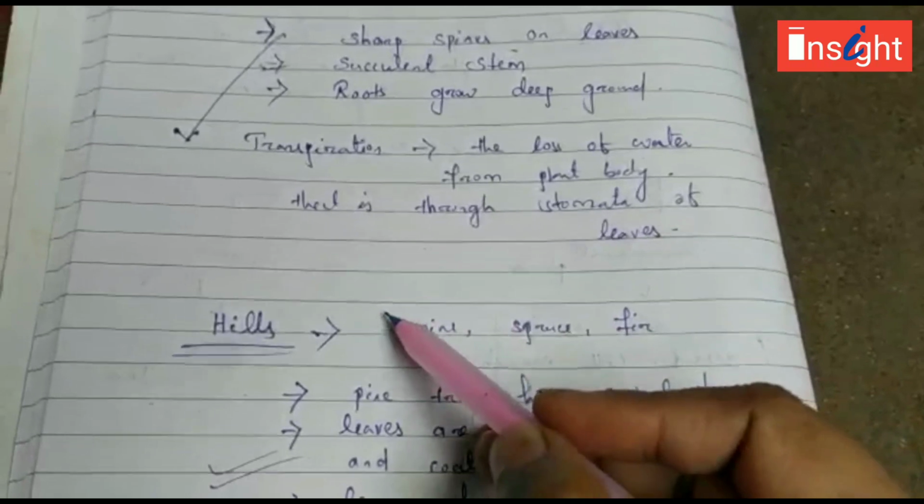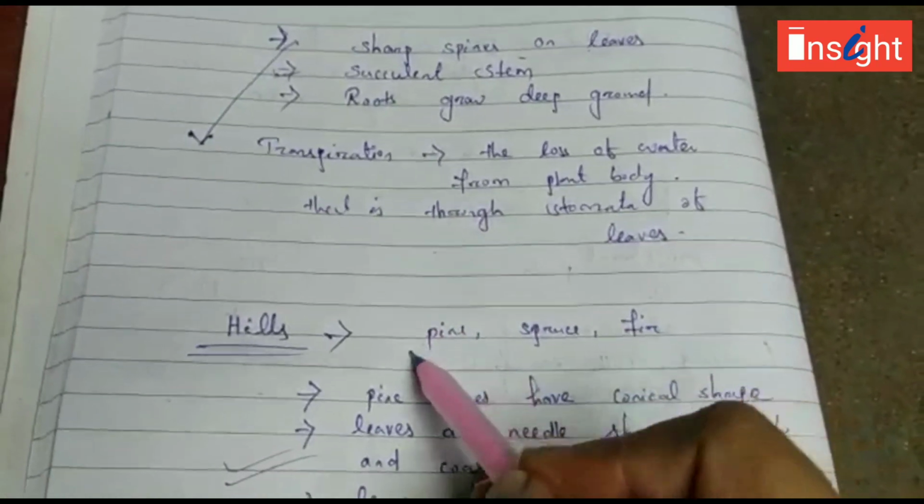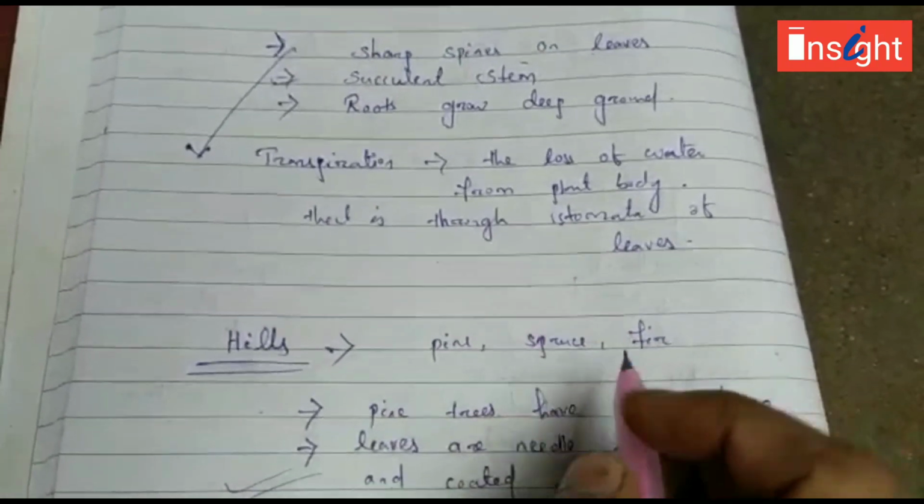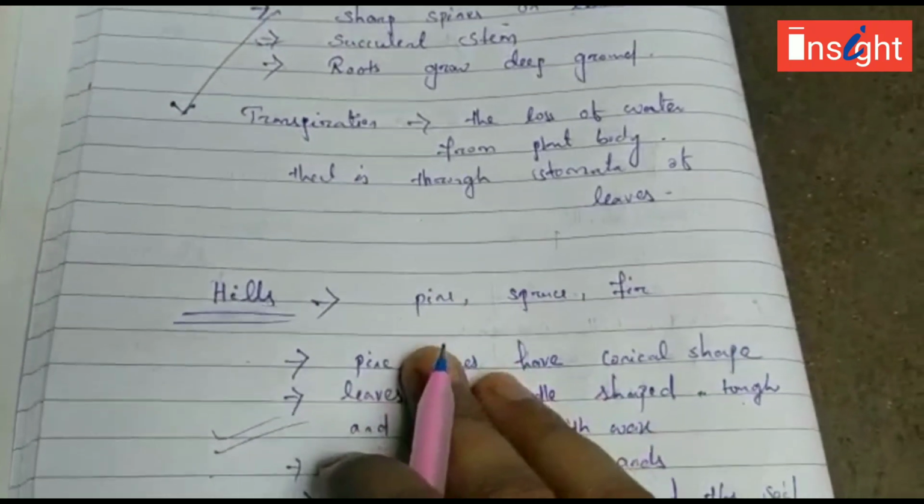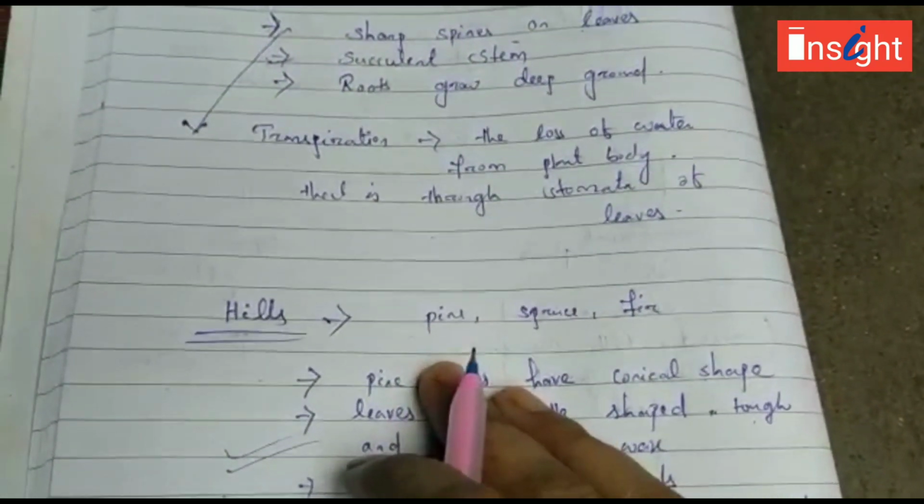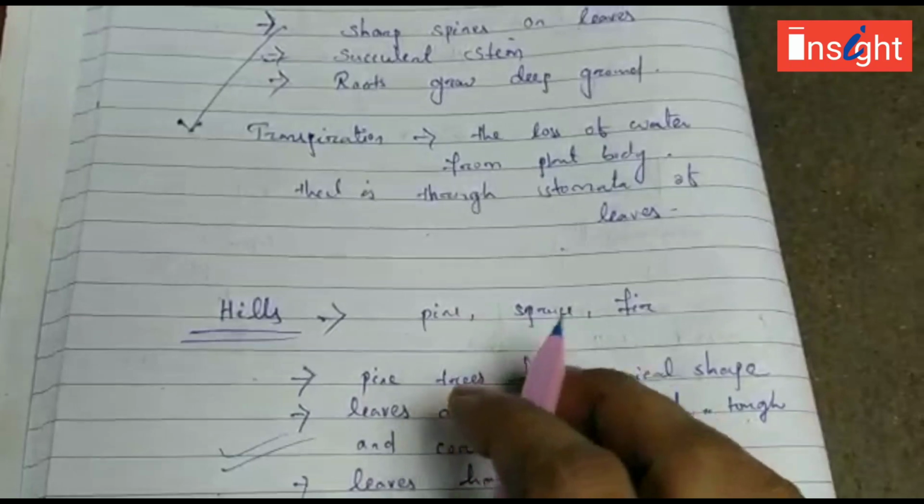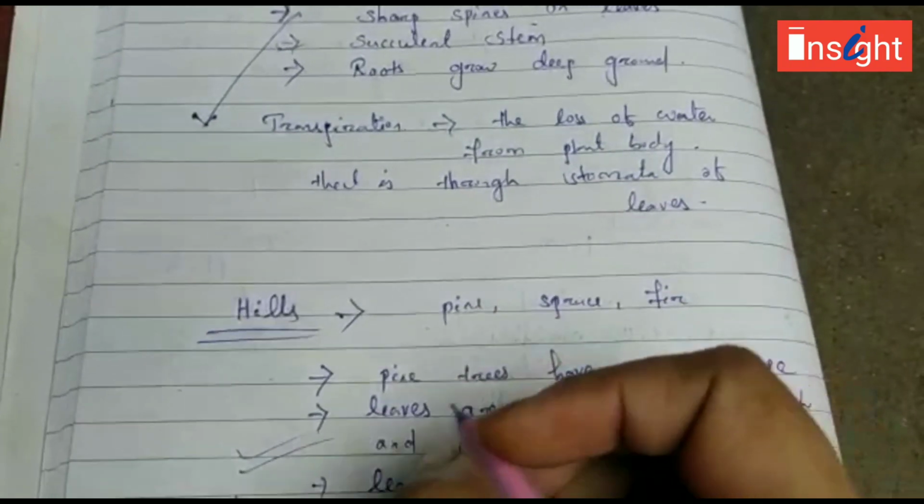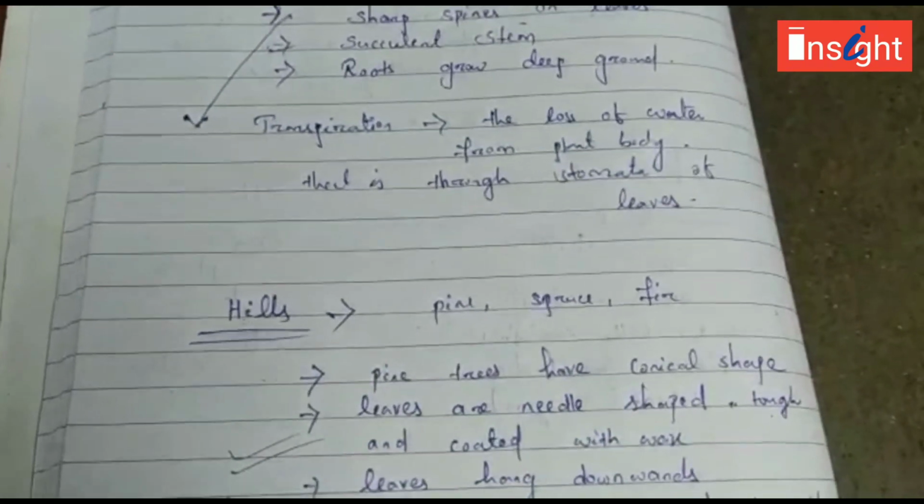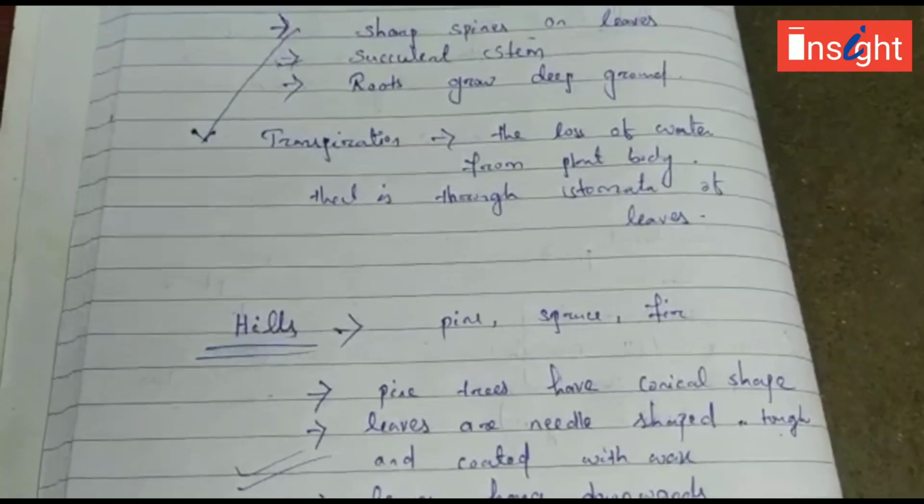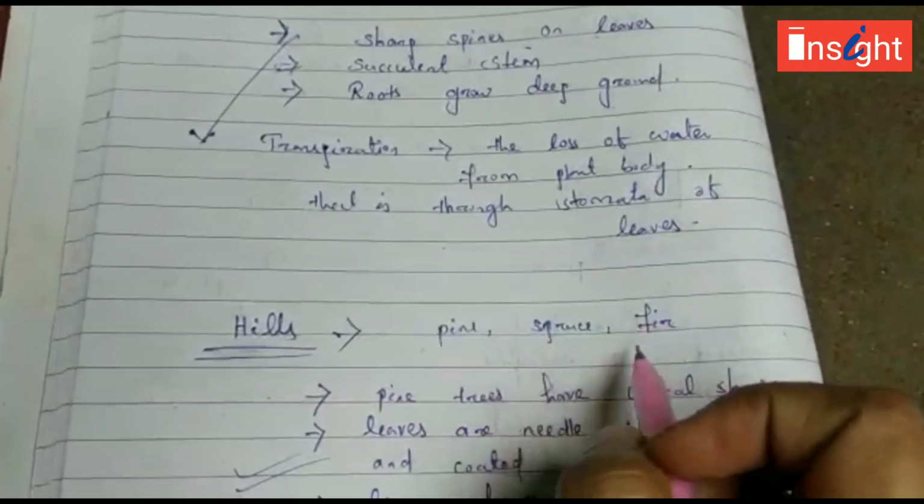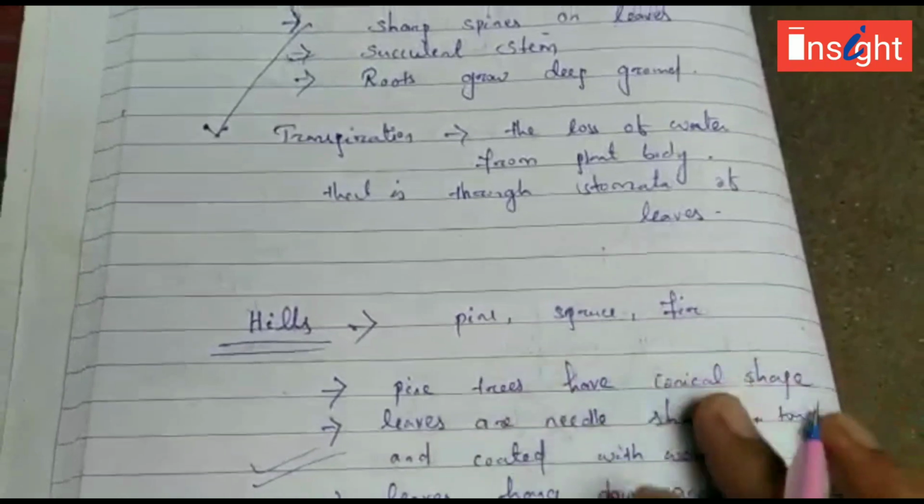The plants that are found in the hilly areas are pine, spruce, fir. Like these plants are found in the hilly areas. Since the climate condition is too cold, the plants have adapted themselves to survive in cold climates, and sometimes the climate is windy also. So they have adapted themselves to protect from the cold and windy conditions.